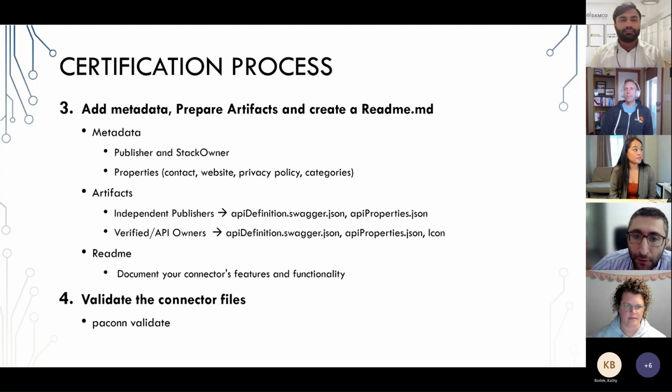For independent publishers, we ask only for two files, the API definition swagger.json and the API property.json. There is no icon required for the independent publishers. Microsoft will provide an icon for them. And then for verified publishers or API owners, we're going to ask for the API definition Swagger file, API properties, and they have to provide an icon for their connector as well.